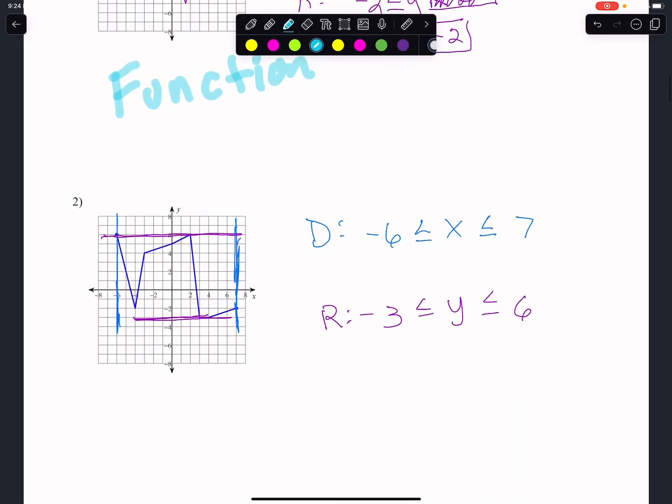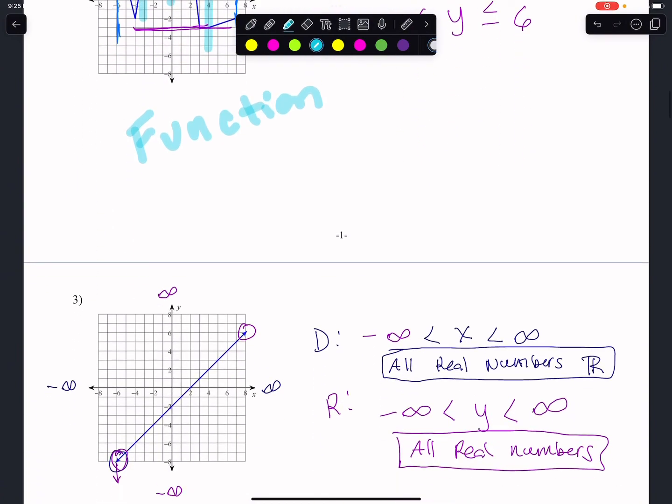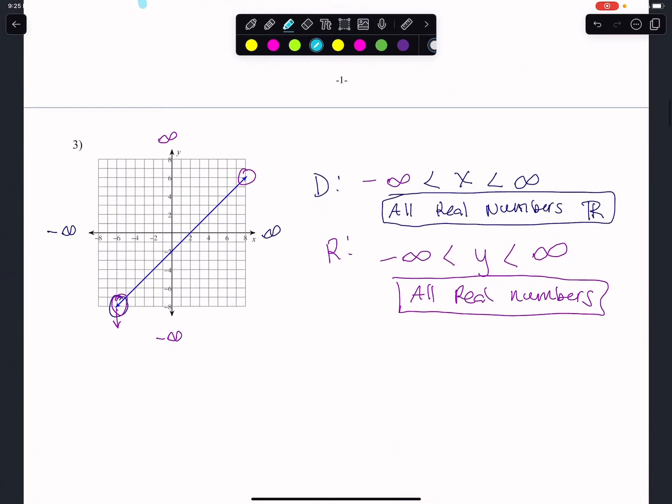Let's look at this one. Function or not a function? This one too is a function. Because no matter where I draw my vertical line, it's only going to touch once. Okay? Let's look at this next one. Function, not a function. This one again is a function. No matter where I draw my vertical line, it's only going to touch once.